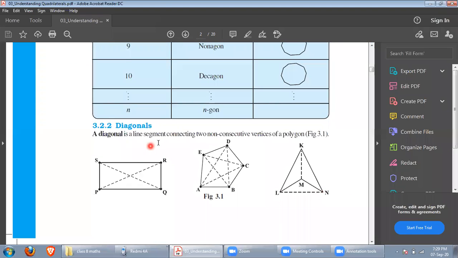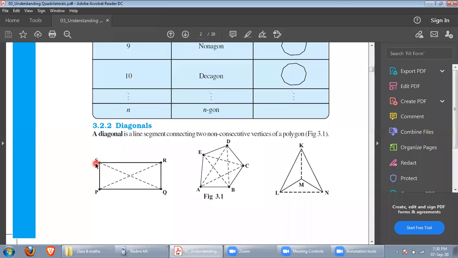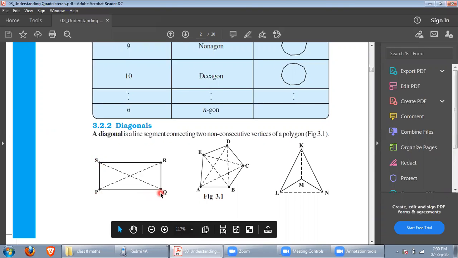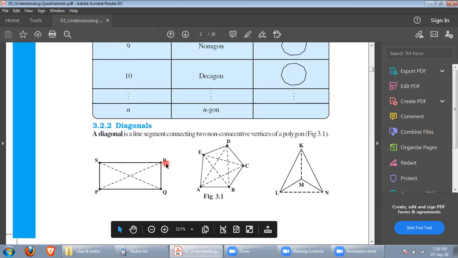A diagonal is a line segment connecting two non-consecutive vertices of a polygon. These vertices S and P are adjacent because they lie adjacent to each other. These are called adjacent vertices, S and P. P and Q are adjacent. Q and R are adjacent. R and S are adjacent. But S and Q are not adjacent. P and R are not adjacent.